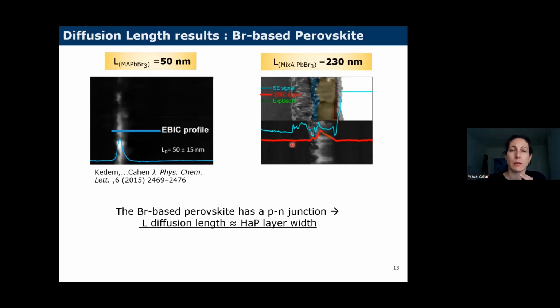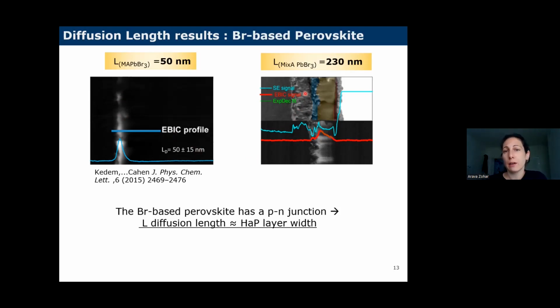The bromide is showing 2 cases here. One is for the methylammonium lead bromide, and one for the mixed cation lead bromide. Those are results published a while ago, and they show that the junction is very close to the TiO2. As I showed before, the bromide tends to be p-type because it takes the work function from the gold, and the junction falls very close to the electron transport layer, and the diffusion length was found to be 50 nanometers.